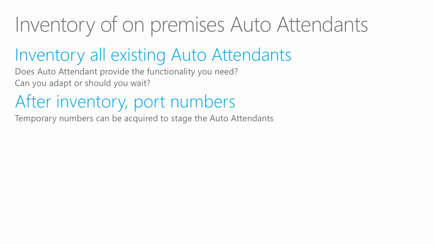After you've done the inventory and you know you can migrate, you must start a port of service numbers. Please note that during porting, the service numbers might be unavailable for a little while. So this is something that you would need to plan carefully. If you want to, you can temporarily get some service numbers so you can stage all of the auto attendants so that once you're ready to migrate and all of your service numbers have been ported to the cloud, you can then immediately assign them to an auto attendant.